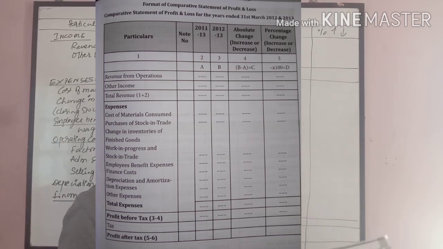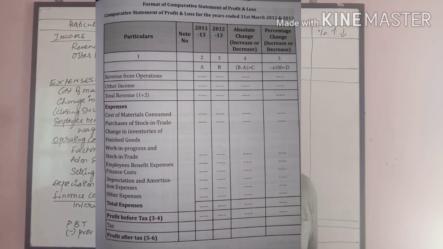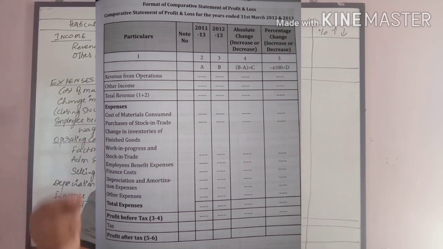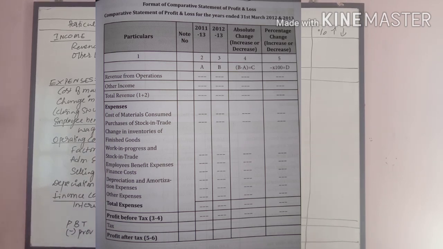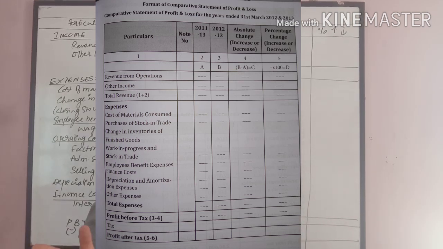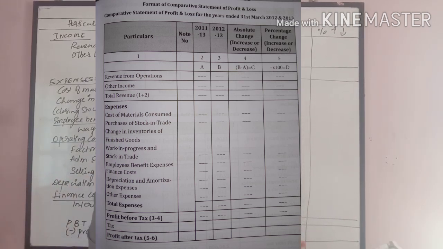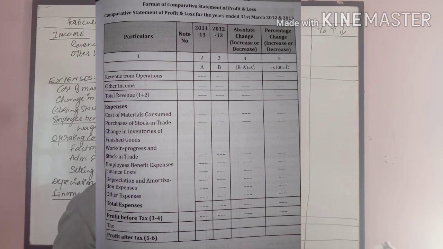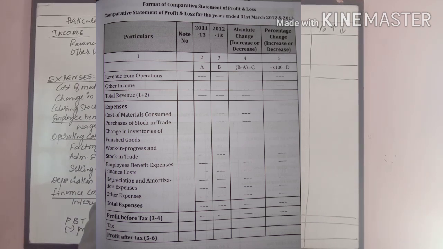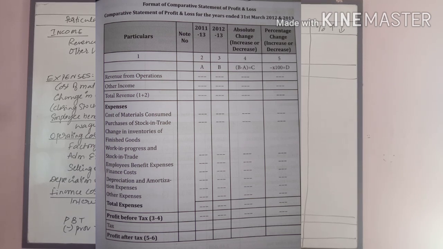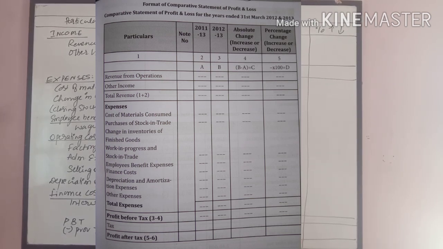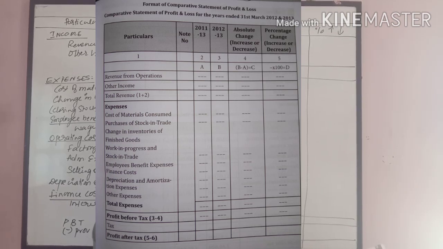Depreciation and amortization expenses. Depreciation means the depreciation on tangible assets like land, building, plant, machinery, etc. We take the depreciation. Amortization means writing off goodwill, patents, copyrights, trademarks. All these will be taken under amortization expenses. Apart from this, any other expenses given will be written in the last part. Total of B becomes the total expenditure.